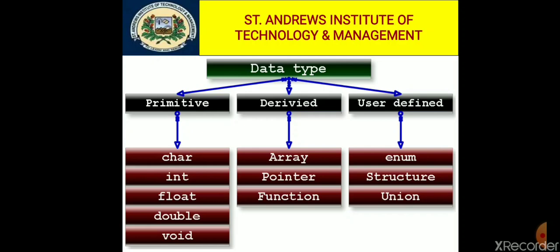So now we discuss the third data type called user defined data type. So what is user defined? User defined data types are those data types which are formed by the users according to their needs. The first one is enum. Another useful user defined data type is enumerated data type. Enum is a keyword and its full form is enumerated data type.